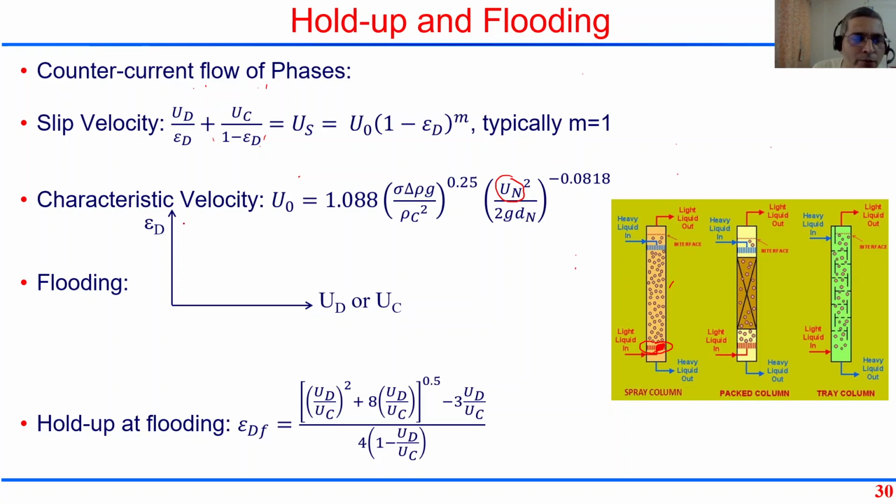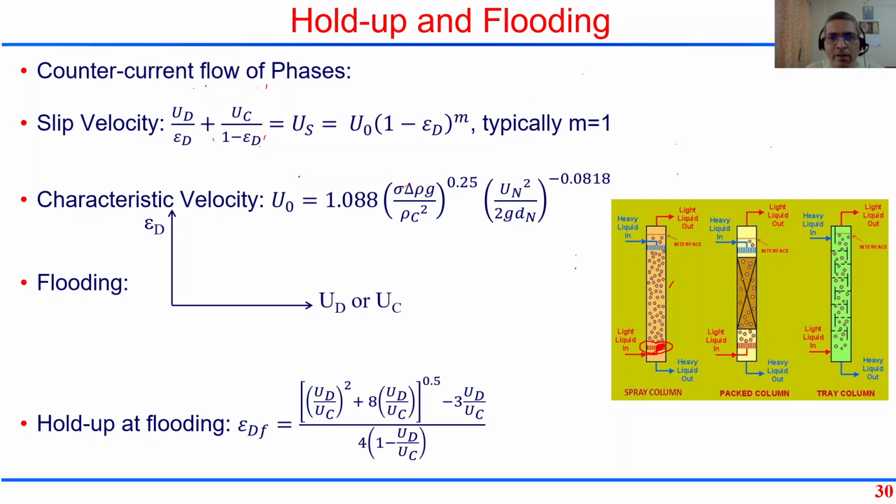Now what I want you to do is, all this we are doing qualitatively, just trying to understand what happens. I want you to plot epsilon D versus either UD or UC. How would that graph look like? Can you draw for yourselves in a couple of minutes? Let's try to analyze what will happen.